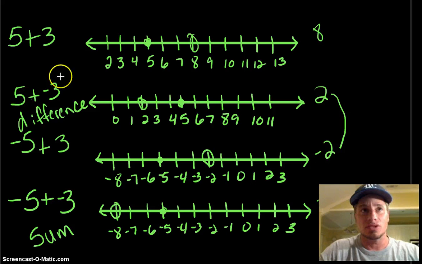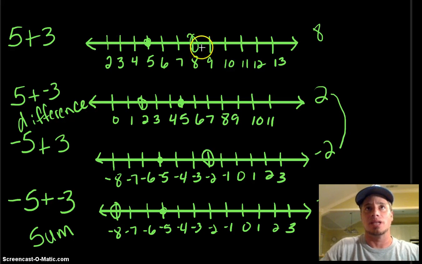Different signs, like a positive and a negative, doesn't matter which first, what's last, subtract the two numbers, and then give it the sign of the number with the largest absolute value, or we just say the sign of the larger number. Okay, so let's look at some examples.